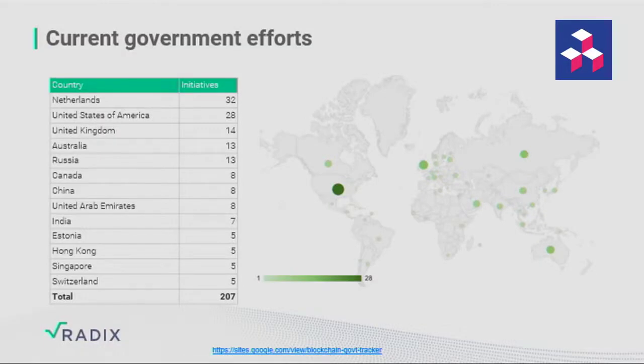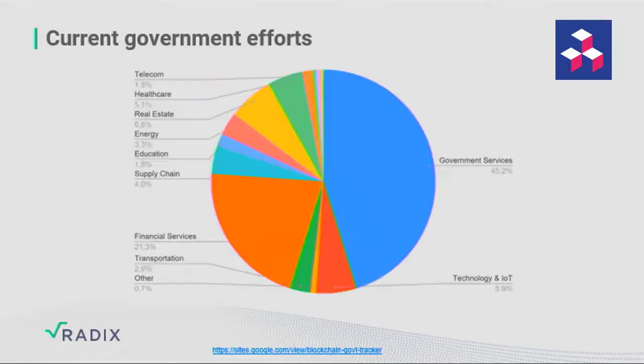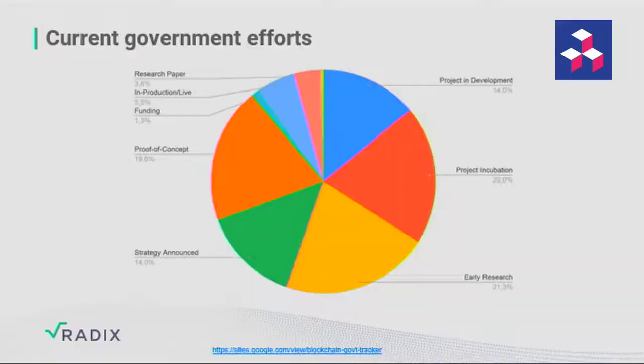If we look at this, we see that Netherlands, USA, and UK are leading this list, right? But if we look a bit closer, we'll see that, contrary to what we may be expecting, the majority of these projects are around government services, almost doubling what is being done on financial services and being 10 times more than what is happening right now on IoT and real estate. Most of them, however, are still very early. As we can see, only 5.5% of these projects are actually live. Most of them are in incubation, are in early research, or are in proof of concept stage.